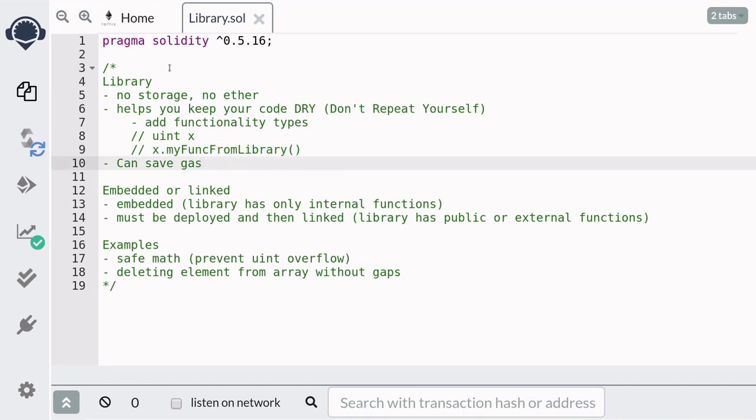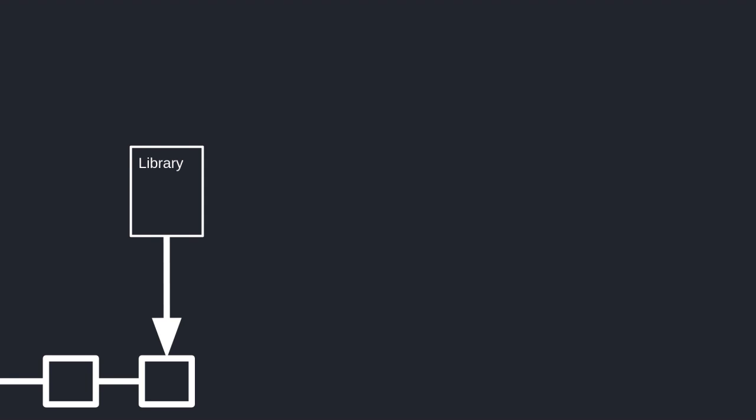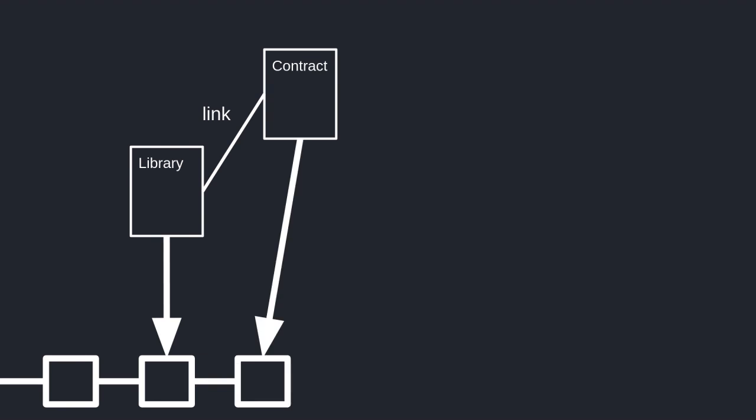The other benefit of using a library is that it can save gas. And the way this is done is that you will first deploy the library, and if you have a contract that is going to use this library, then you will first link the contract to the library that is already deployed, and this is done during compilation of the contract. And then you will deploy the contract.